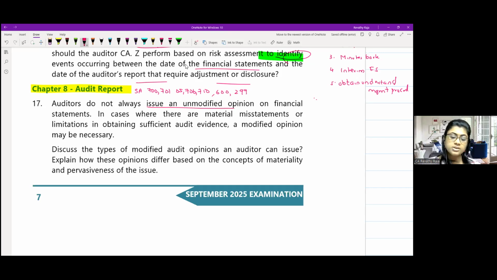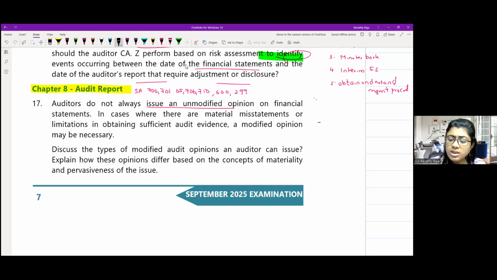In some cases where there are material misstatements or limitations in obtaining evidence, a modified opinion may be necessary. Discuss the types of modified opinion. Explain how this will be based on materiality and pervasiveness. Such a simple question. How many types of modified opinion? It is asking you to directly explain.